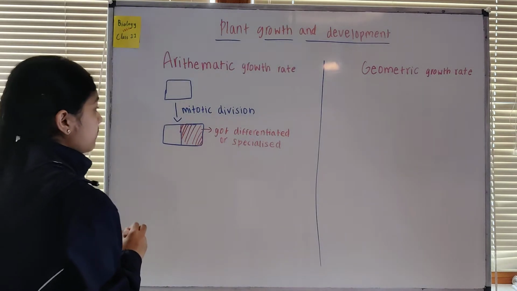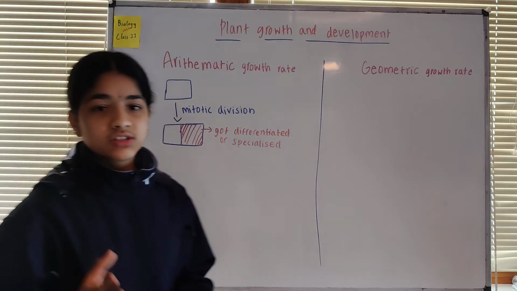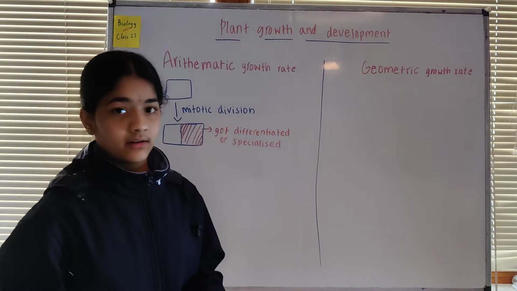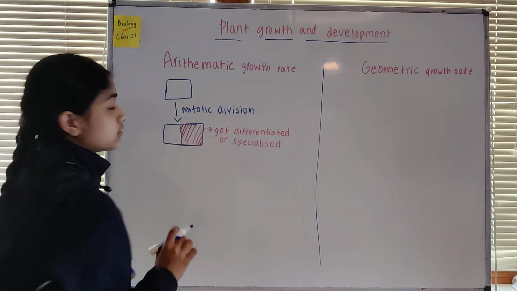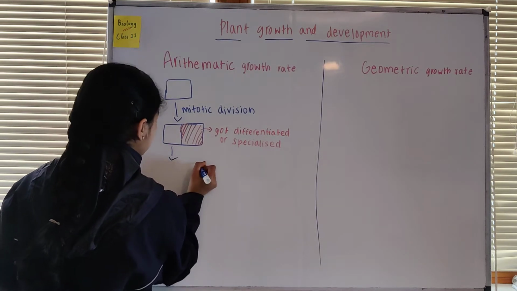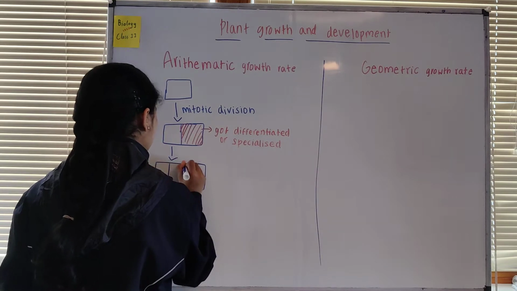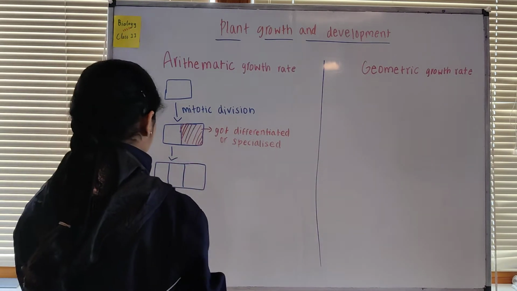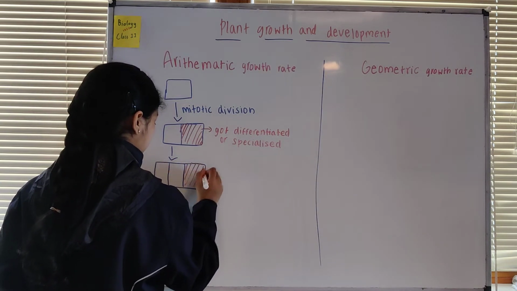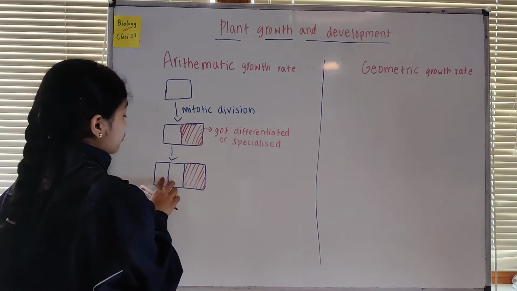And then if this cell gets differentiated or specialized, it loses its ability to divide. So this cell is no more going to divide. Only this cell is going to divide. If this cell divides, again two cells are formed. So this cell has given rise to two other cells.